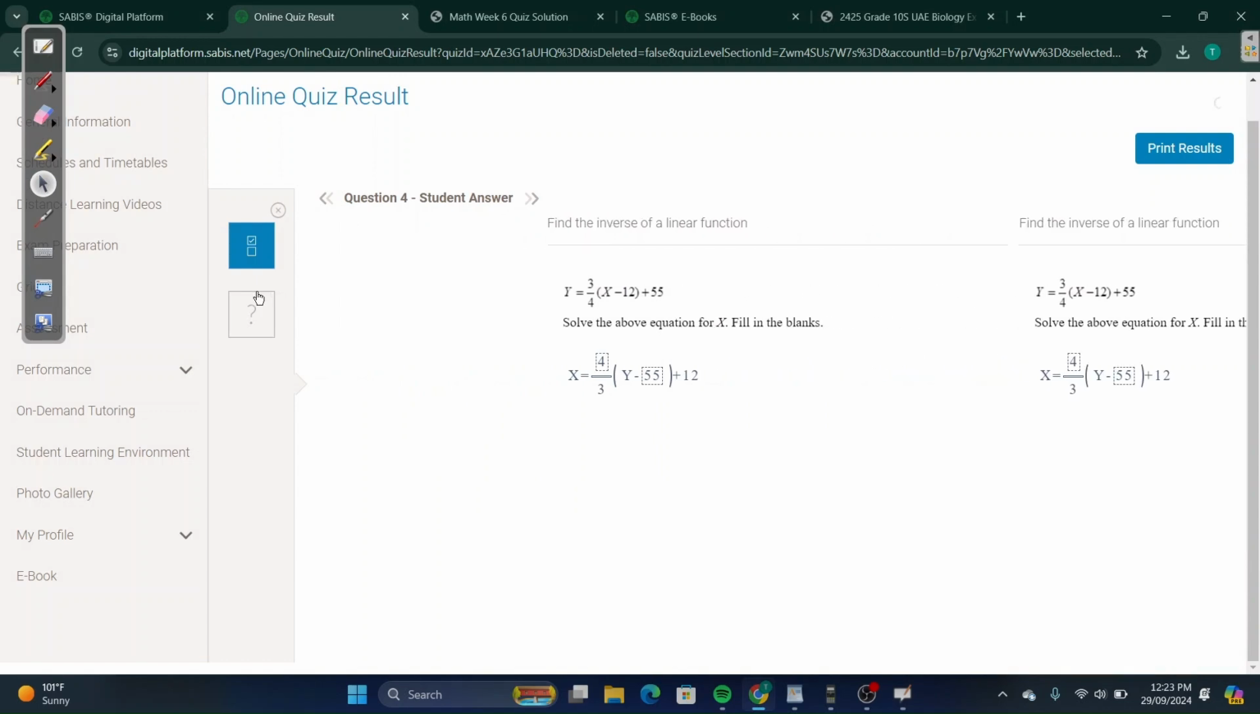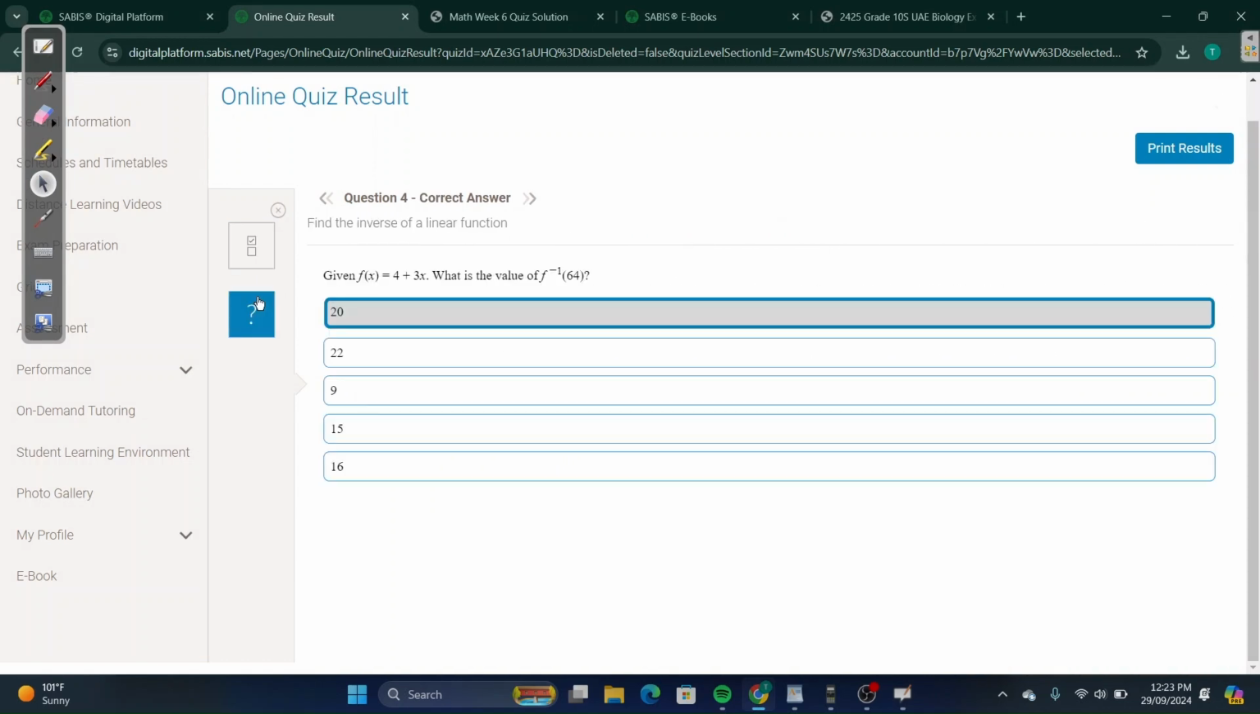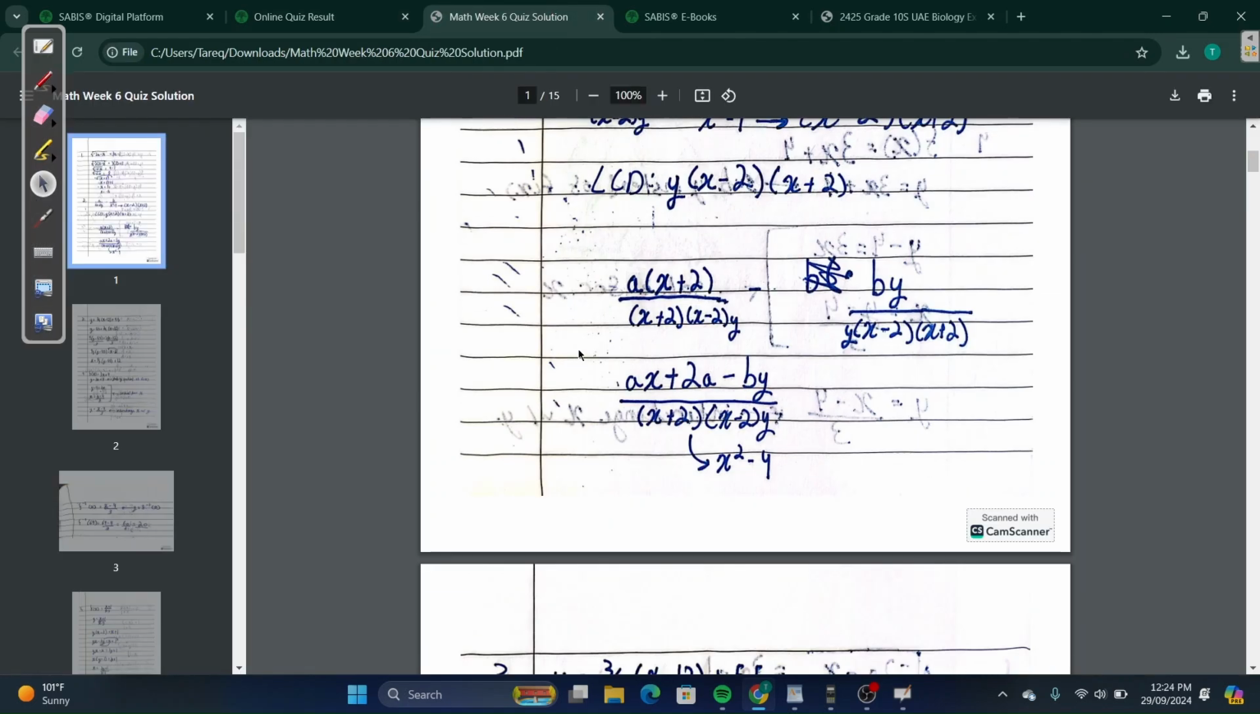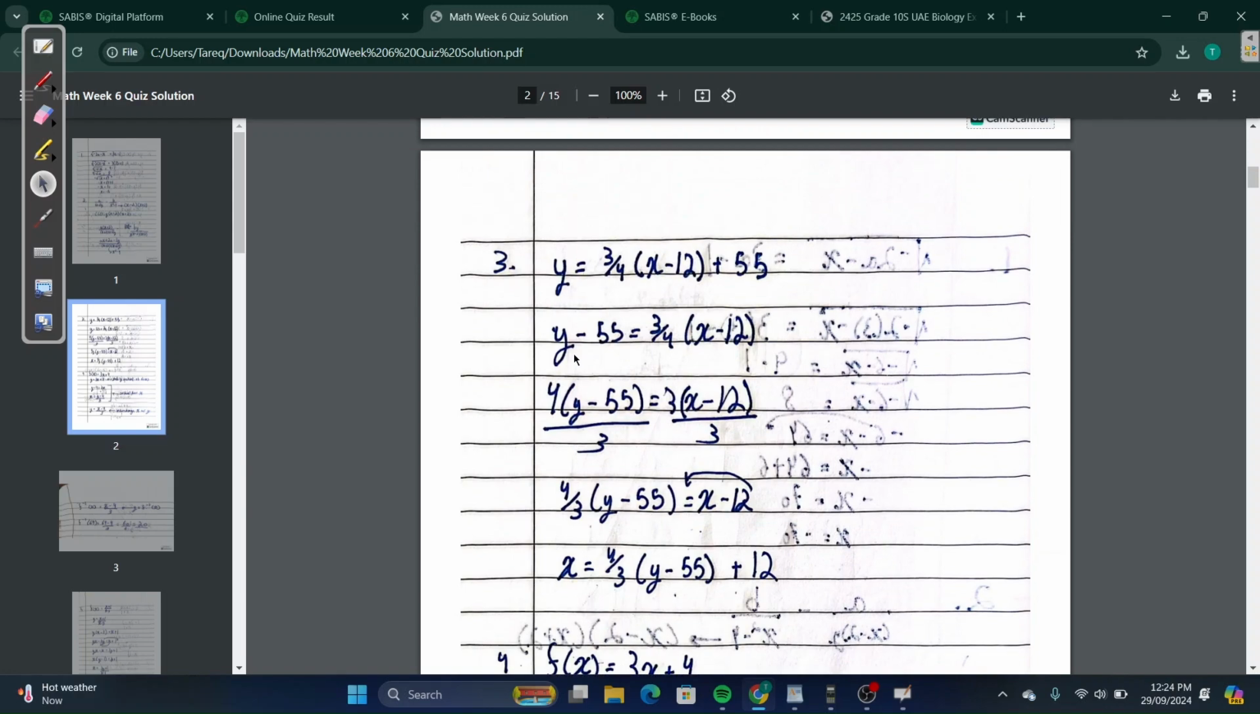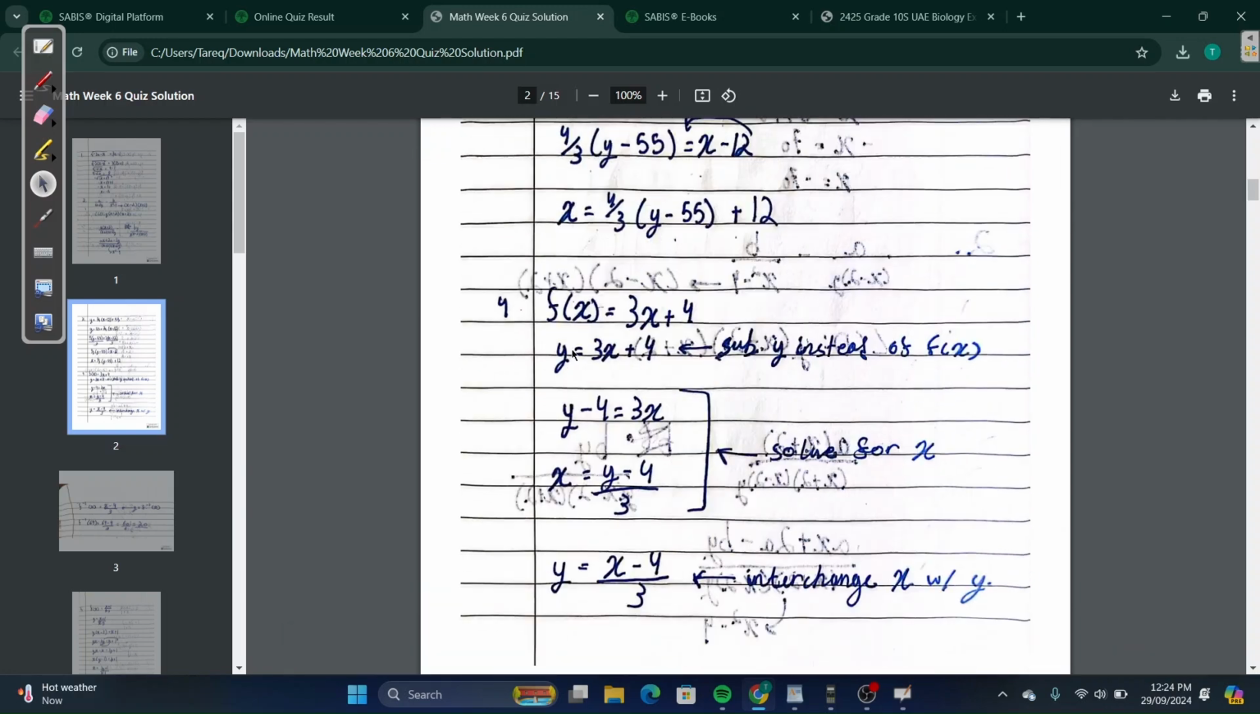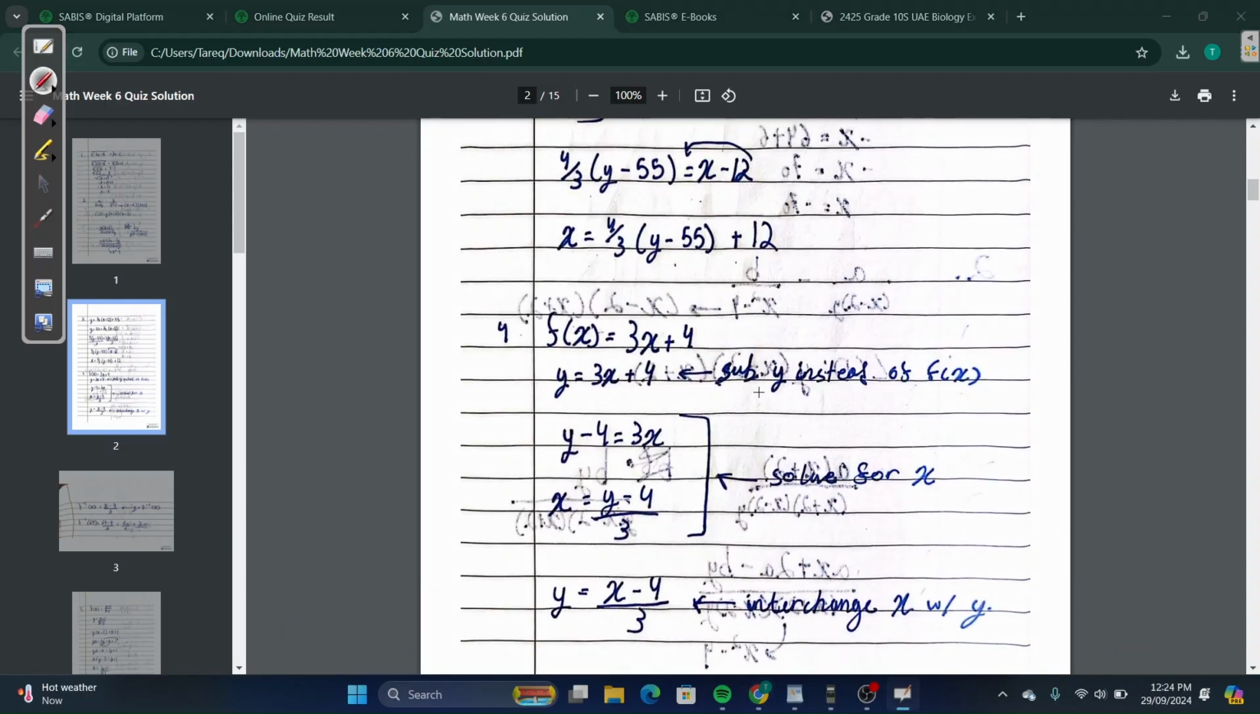Question 4. Given f of x equals 4 plus 3x, what's the value of f inverse of 64? Okay, how do you find the inverse of a function? What you're gonna want to do first, you're gonna substitute y instead of f of x. So f of x became y, okay? Now, you're gonna want to find x. You're gonna solve for x.